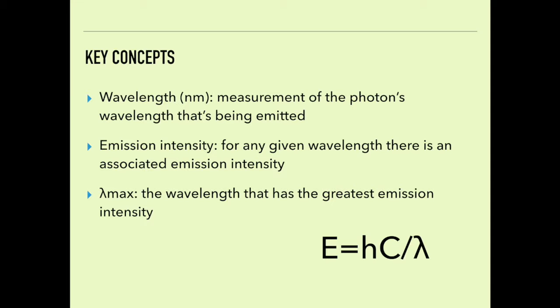The lambda max is a wavelength that has the greatest emission intensity. In other words, the lambda max represents the amount of energy of the photon that is being emitted with the greatest intensity. The equation on the bottom right relates energy to wavelength. The relationship between these two is inversely proportional, meaning that as one increases, the other decreases.